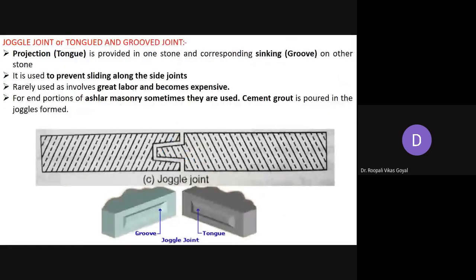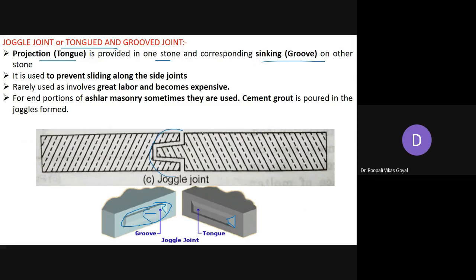Next is the joggle joint or tongued and groove joint. Basically, the tongue is a projection provided on one stone, and the corresponding groove, which is called the sinking, is on the other stone. Here you can see this is the groove portion. So there is the sinking, and this extended projection is generally called the tongue. The tongue of one stone can be inserted in the groove of the other stone.